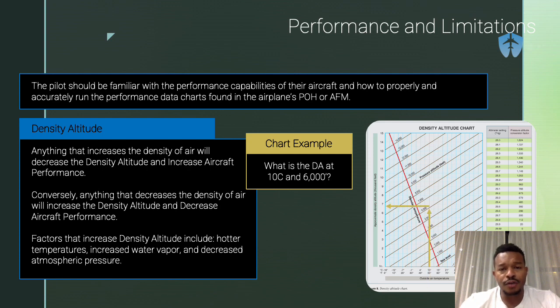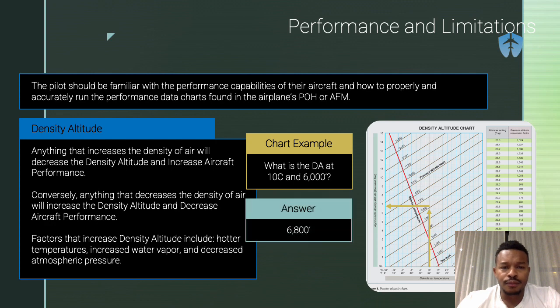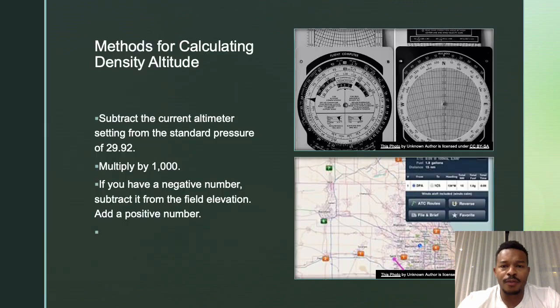You see here, it's very simple. You check the air temperature, you go up to the current pressure altitude, and then you're going to add field elevation. You're going to add that field elevation, you're going to go left on the line, and that's going to be your density altitude. Boom, 6,800.